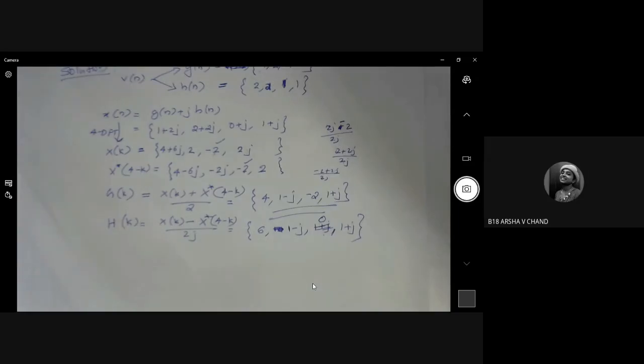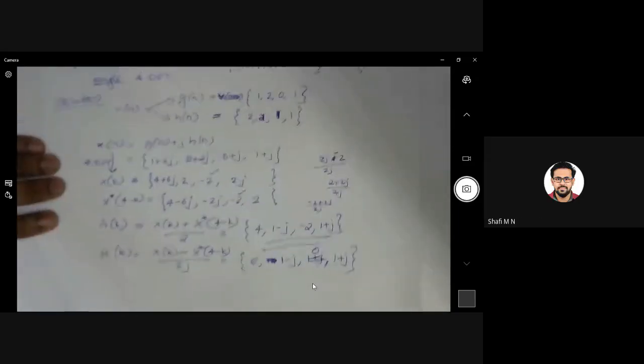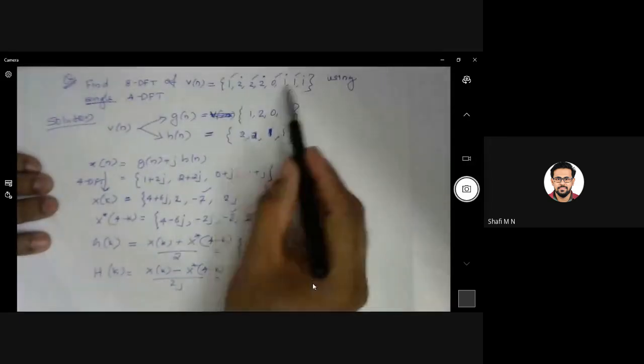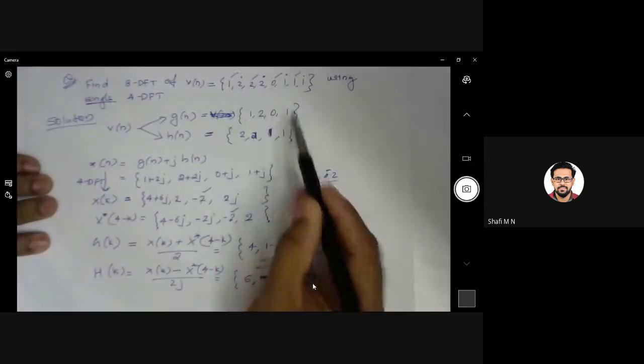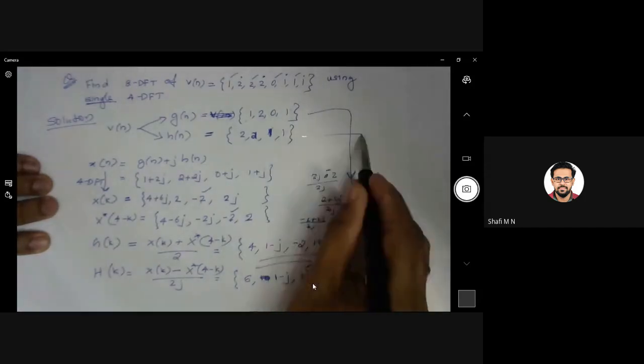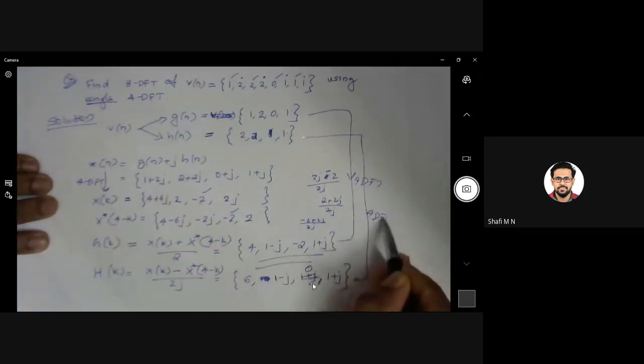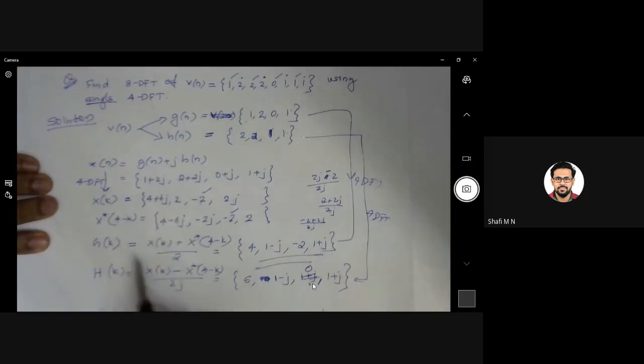Yes, sir. Okay. Now last step. Ultimately you had a sequence of duration 8, you split it into that of 4, and you found the individual DFTs. This is the 4-point DFT. So instead of using two 4-point DFTs, we combined this over here and split it. That's it.